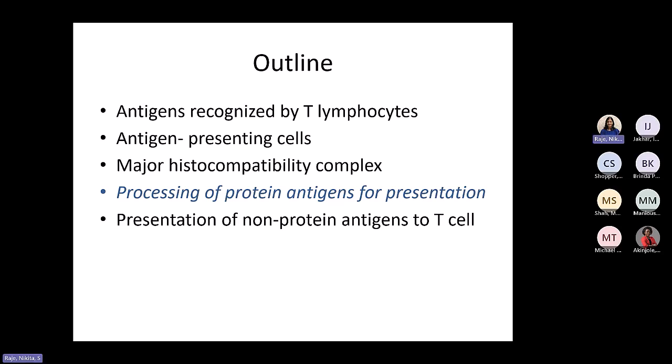So to summarize, we already talked about antigens that can be recognized by T cells. We talked about antigen-presenting cells, and then we talked about the structure that takes part in that presentation, which is MHC. So we talked about the structure of that MHC. Now we're going to talk about how those antigens that are taken up by APCs are going to be processed and then loaded onto the MHC molecule for presentation.